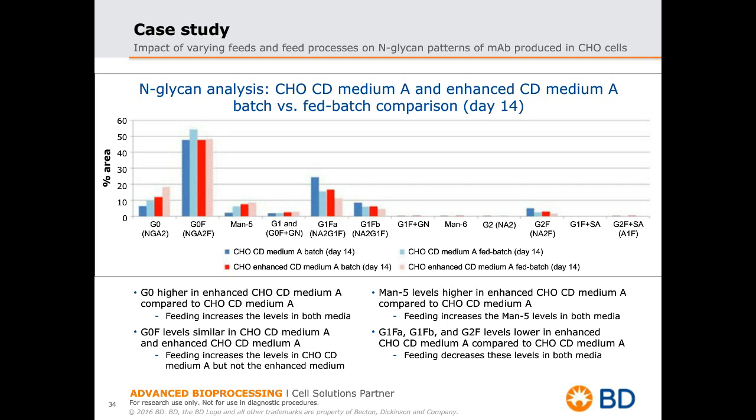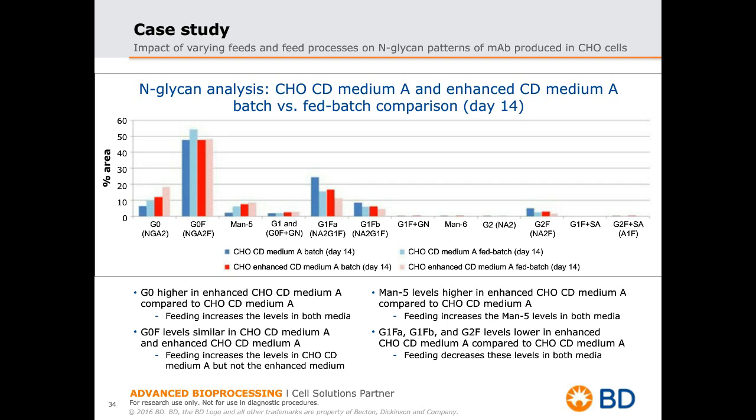It's apparent from this data that feeding decreases galactosylation and generally increases mannose levels. This is evident when you look at the decrease in levels of G1F and G2F upon feeding, and the increase in G0. It's also notable that MAN5 levels are also different. If you look at the G1FA and the G1FB, and also G2F designations, you can clearly see a drop in levels from the dark blue bars to the light blue bars. This is true also of the red bars.